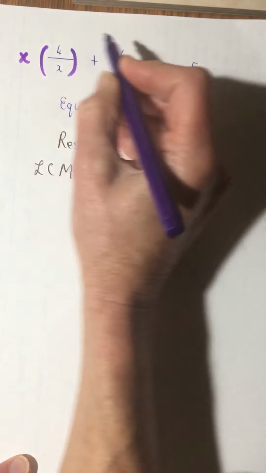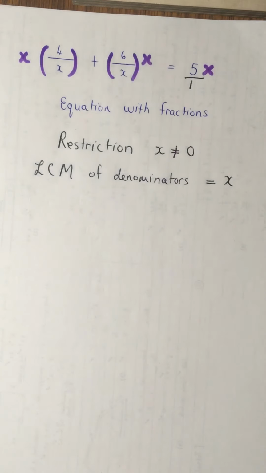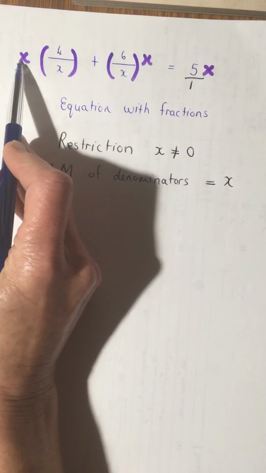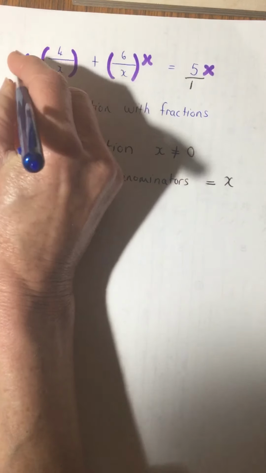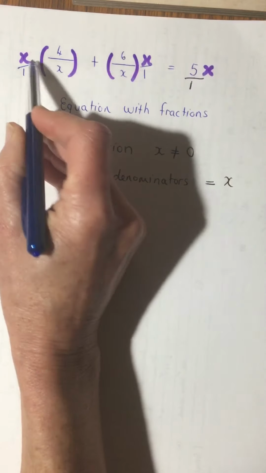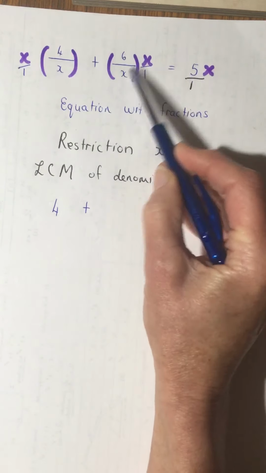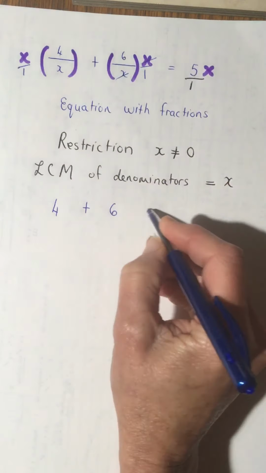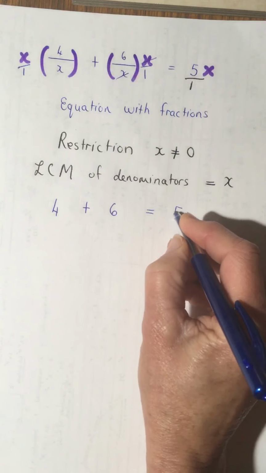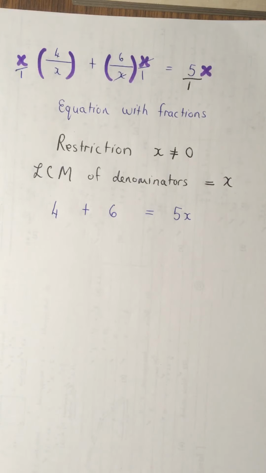So if I times by x here, there, as well as on the right hand side, that gives me here the x will cancel with the x below the line. The two x's will cancel, so we are just left with a 4. In the second term, we are just left with 6 because the x's cancel. And on the right hand side, we have a 5x.